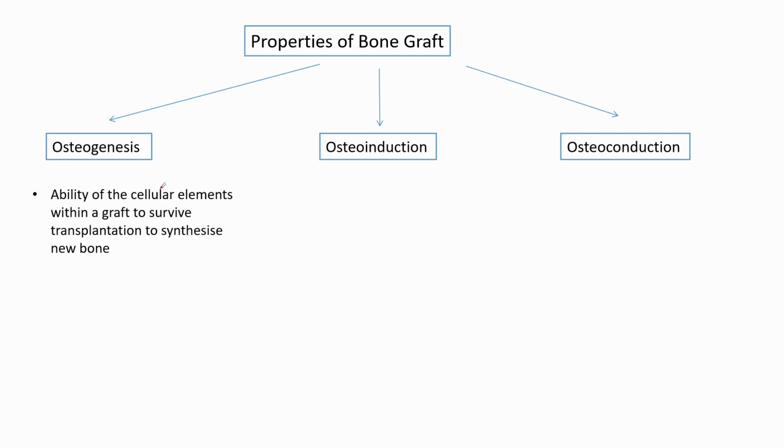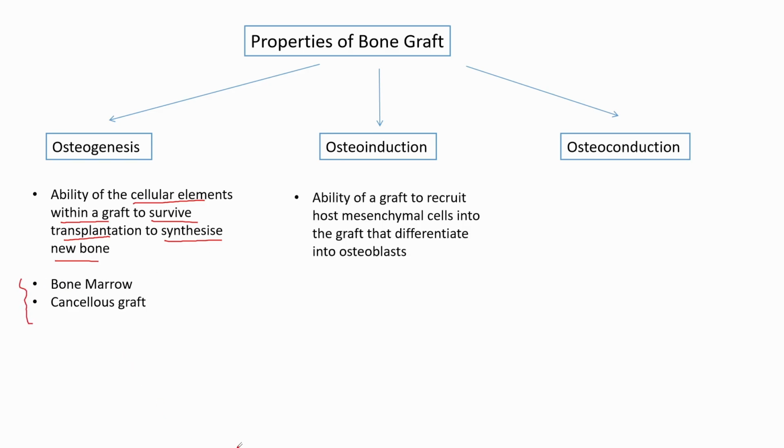Osteogenesis is the ability of the cellular elements within a graft to survive transplantation and synthesize new bone. What it basically means is the graft should be able to supply cells which directly lead to bone formation. Examples are bone marrow and cancellous graft.